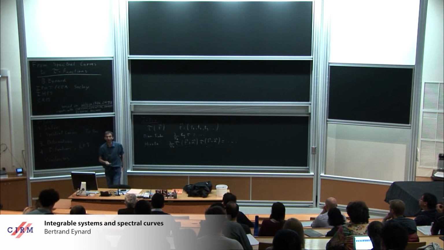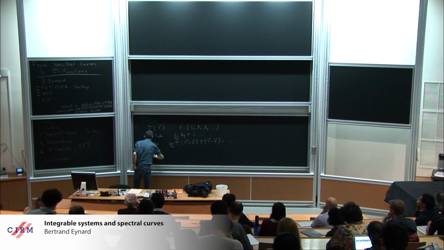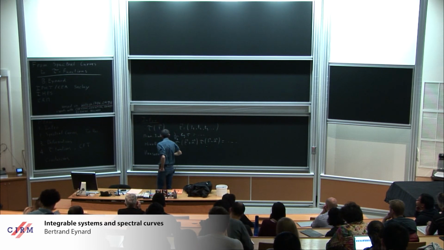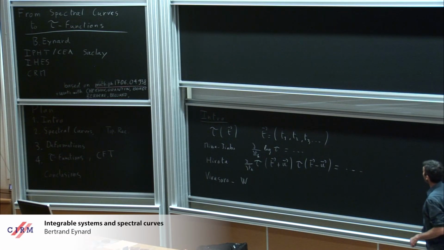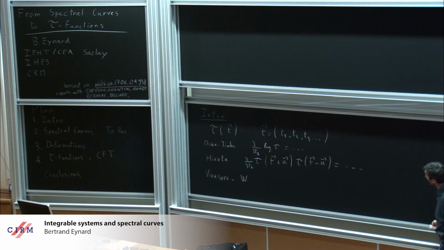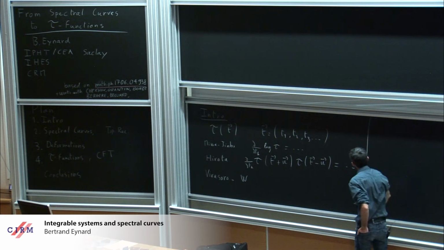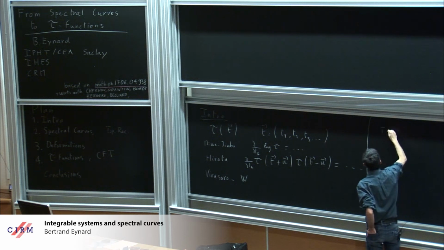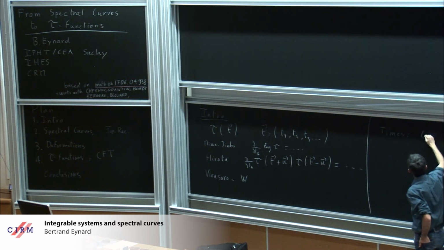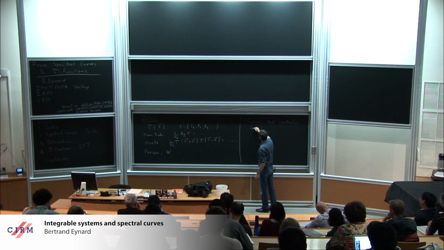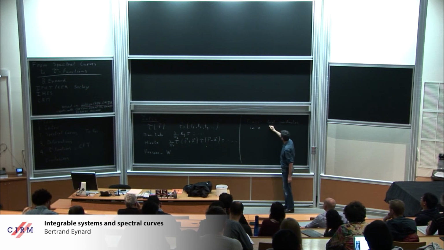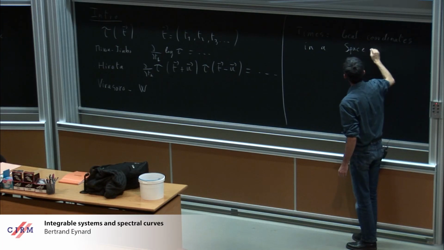equations, which also satisfy another set of equations, which are like Virasoro, or more generally W algebra equations. And so the idea is to look at such objects. Well, in my presentation, the times are only local coordinates in a space, in fact in the space of spectral curves.